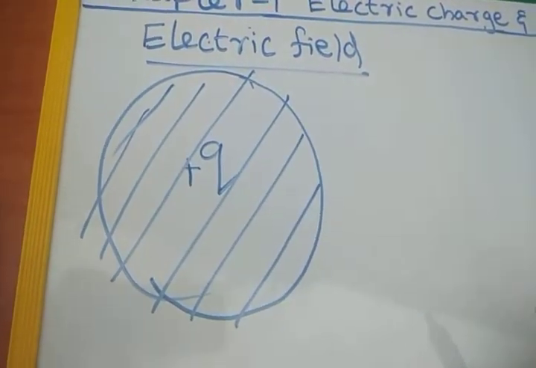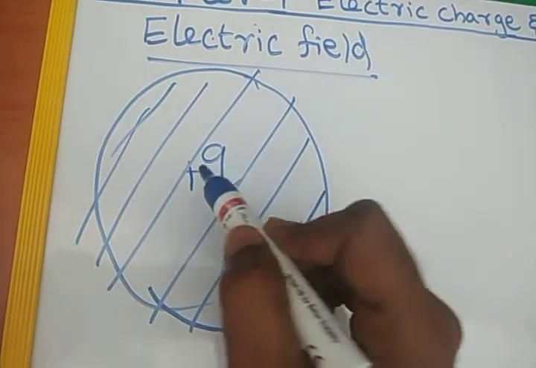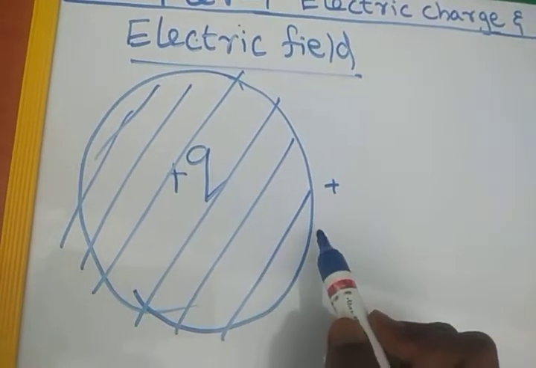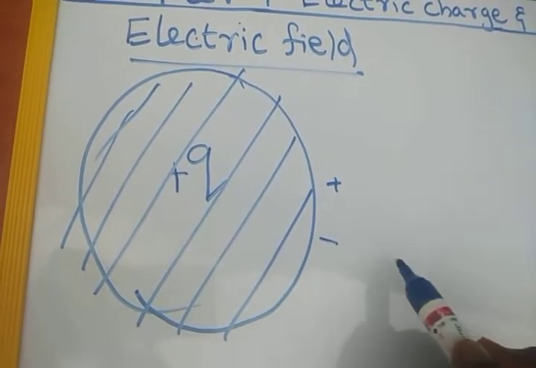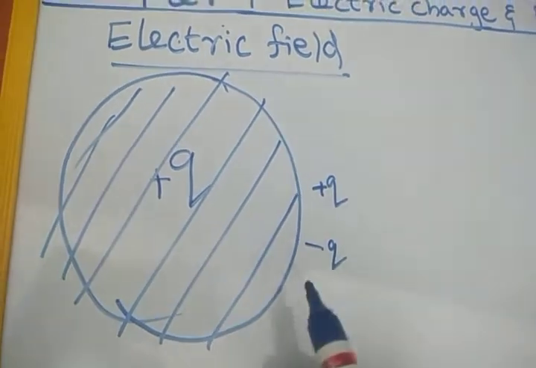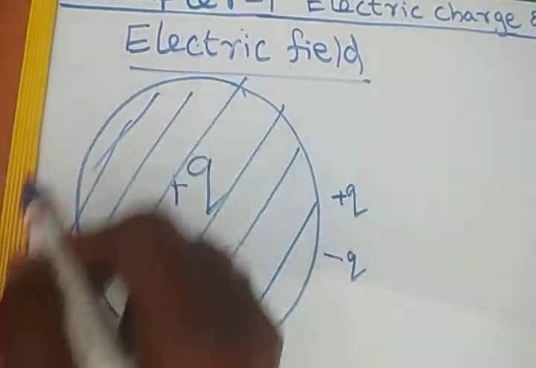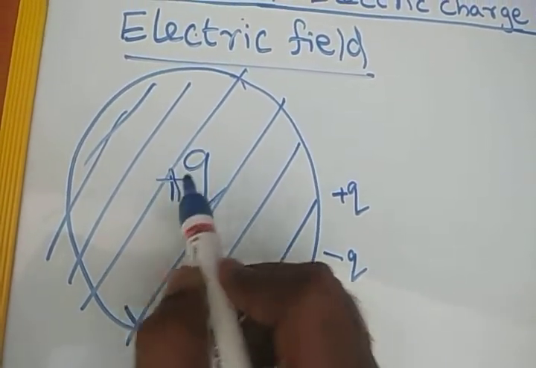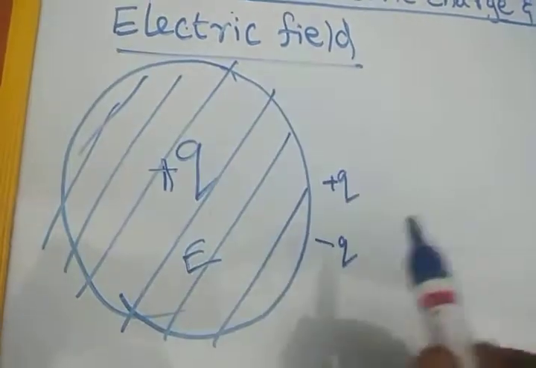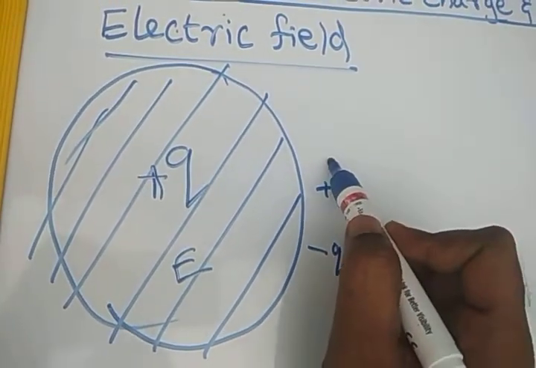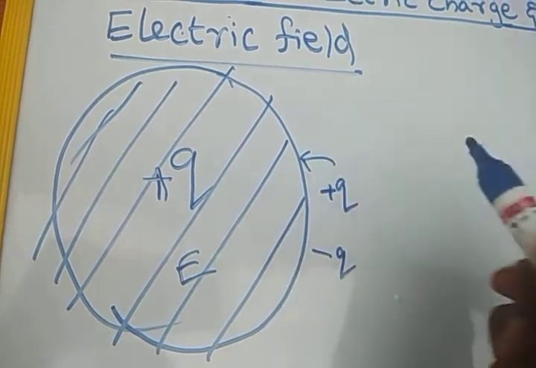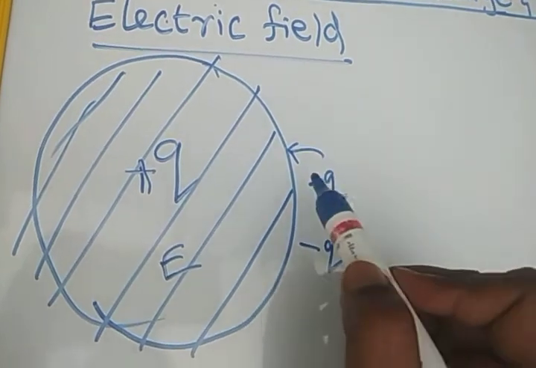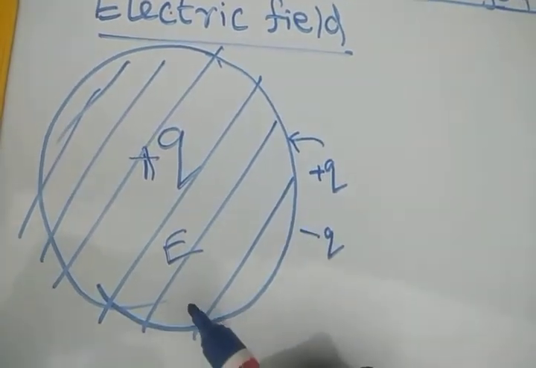If any other charge enters this field, this positive charge will repel it when the entering charge is positive, or exert an attractive force if the entering charge is negative. So this charge has a space of its own around it. This positive charge has an electric field E around it. Whenever another positive charge is kept near this positive charge, there is a force of repulsion between them once it enters this electric field.